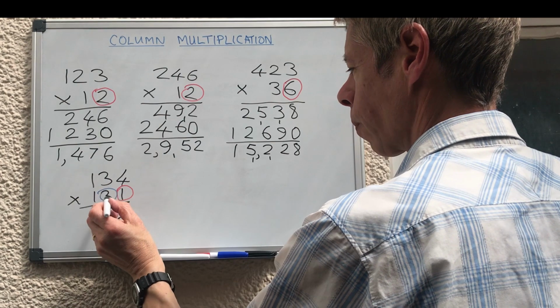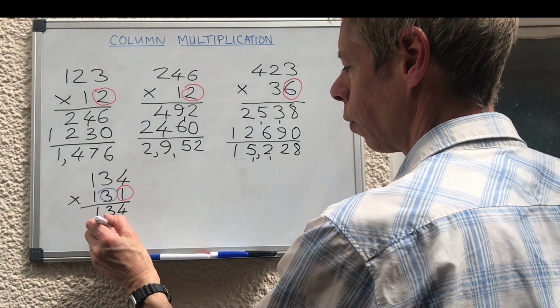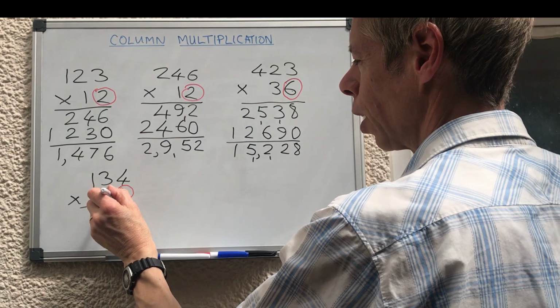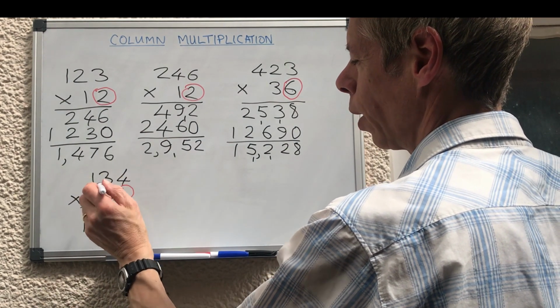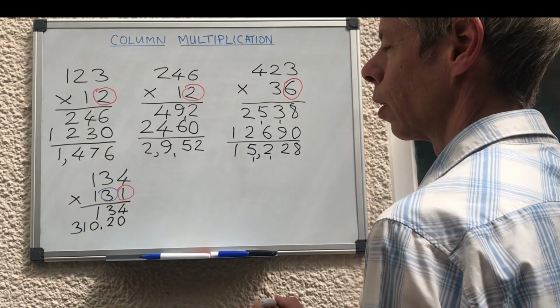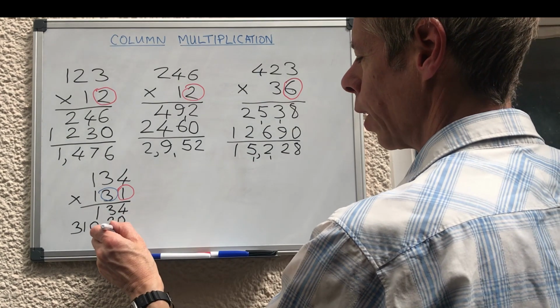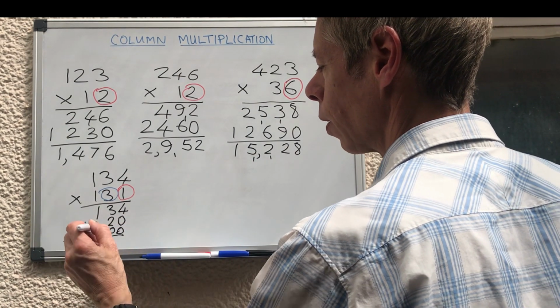So 3 times 4 is 12. 3 times 3 is 9, add the 1 is 10. 3 times 1 is 3, so that would go there. Okay, now this time we've got to add 2 zeros.